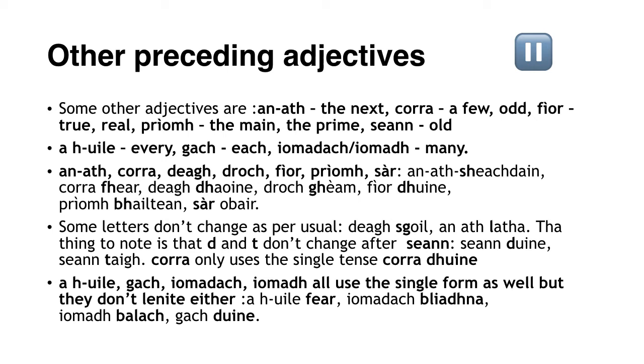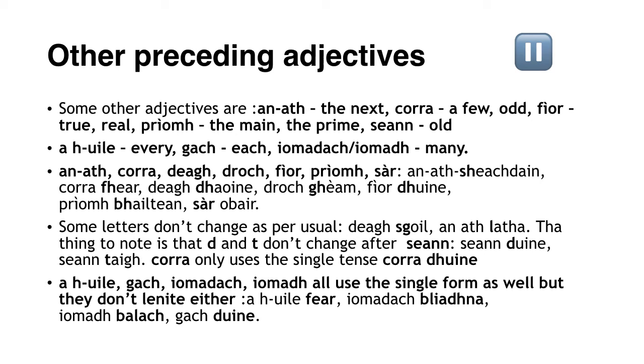Most of them benign, so you'll see them there, some examples. Some letters don't change at all, of course the usuals, skull and law. What you'll notice is this happens quite a lot of the time. Sean, N's and D's and T's don't like to, so sean dunne, an old man, sean tai, an old house. T's and D's don't tend to line after N's.